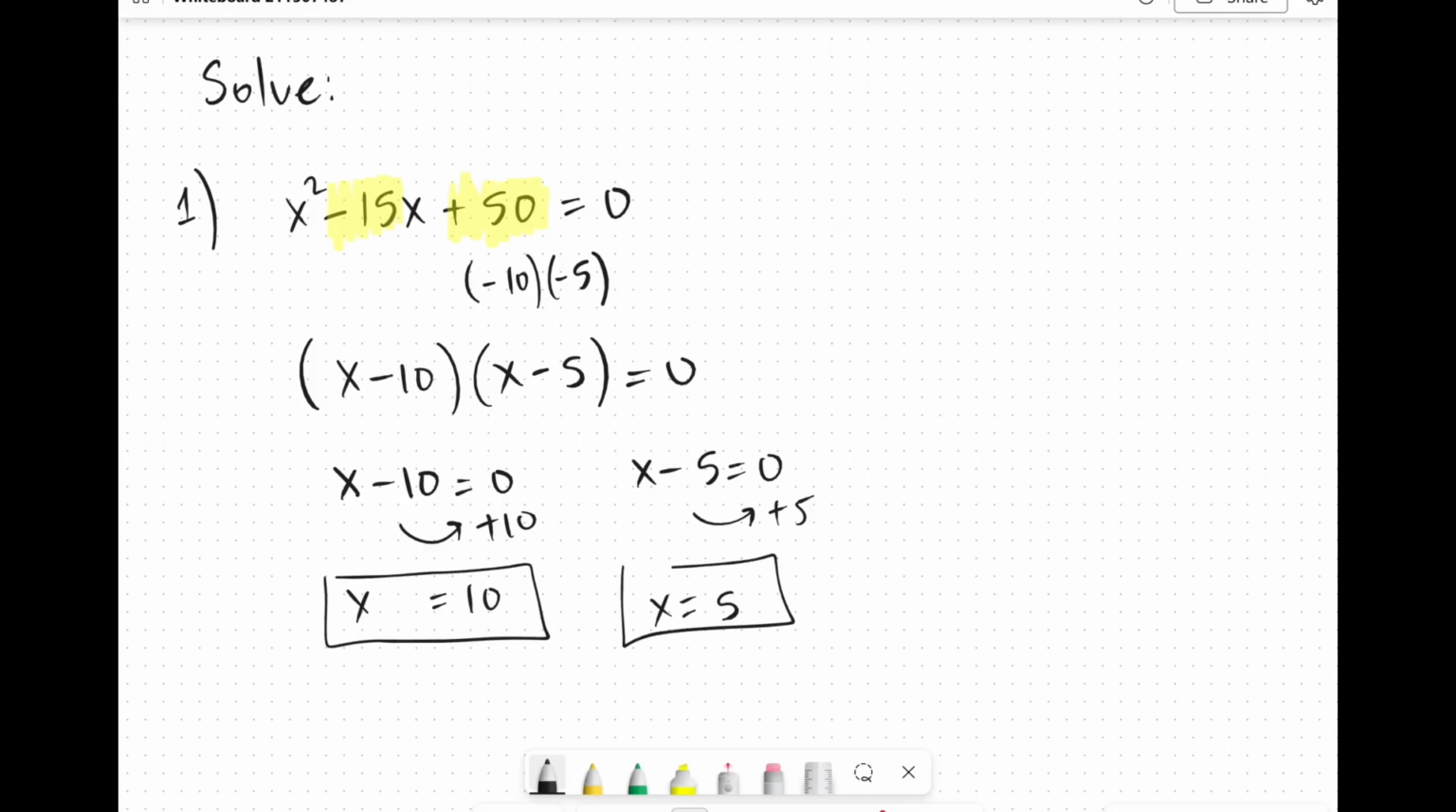This is how you solve. Pay close attention to what the question is asking. If the question is asking you to solve, this is the process. But if the question only asks you to factor, you would stop at this point here and you would not set anything equal to 0.